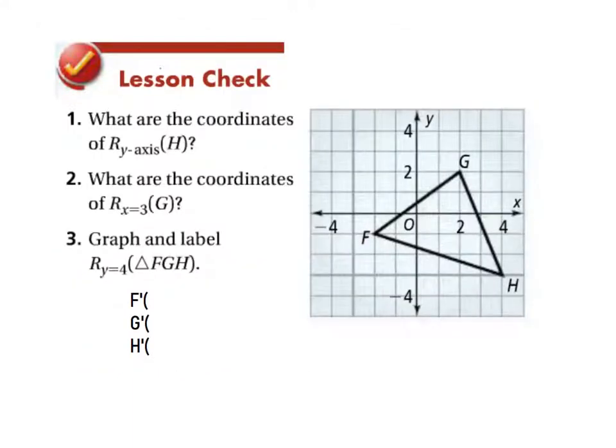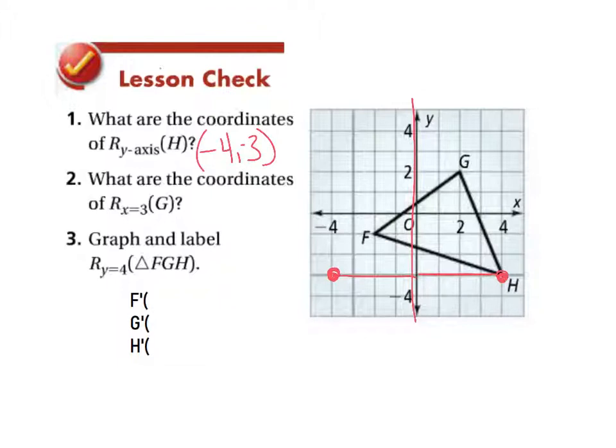All right, last thing, just a recap over these reflections. It says, what are the coordinates of the reflection over the y-axis of point H? All right, looking at this, the y-axis is right here. I'm going to take point H and reflect it. Okay, that's 4 units there. Got to go 4 units here. There's my H prime. And that coordinate looks like it is -4, -3.